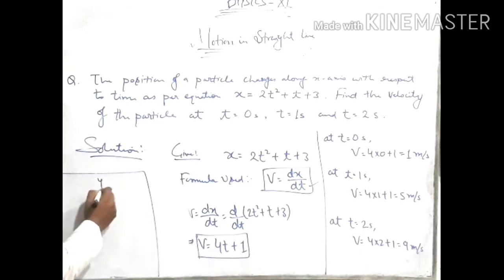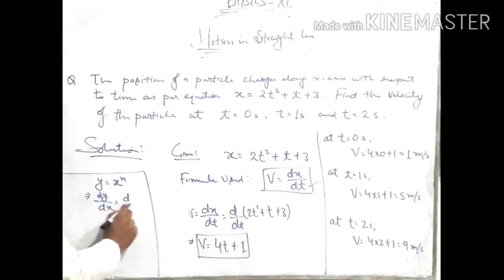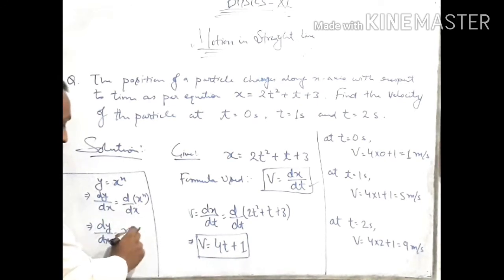Suppose you are given y is equal to x to power n. Now I ask you to find dy by dx. So this is just like d by dx of x to power n. In place of y, I will replace x to power n, and you will get that dy by dx is equal to n x to power n minus 1. Okay, this is the formula used.